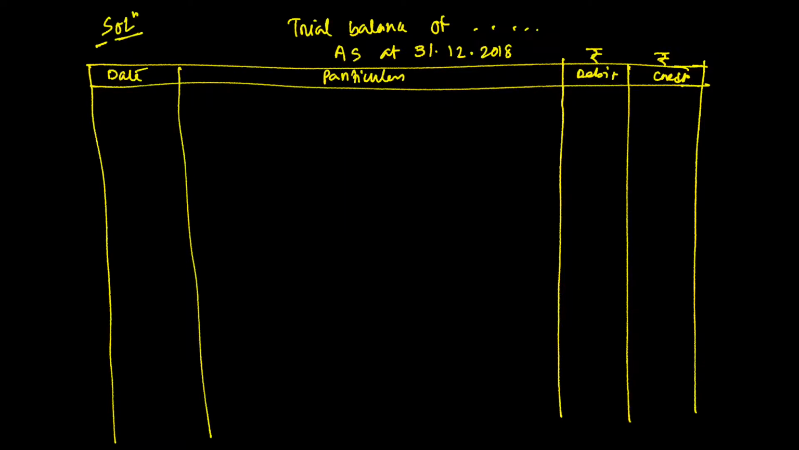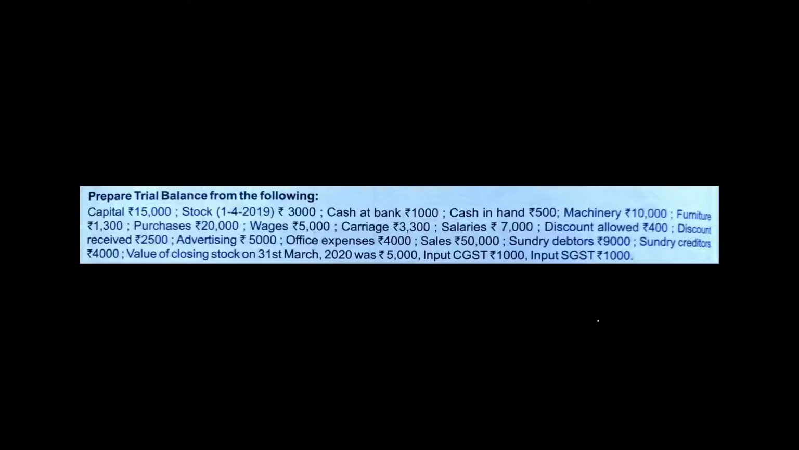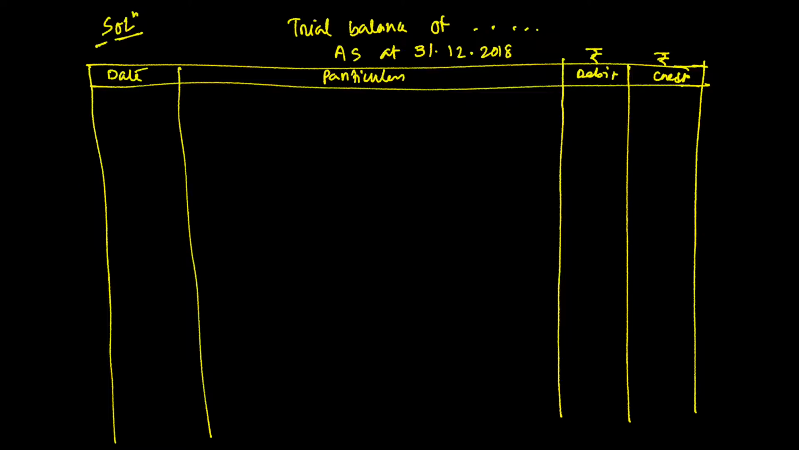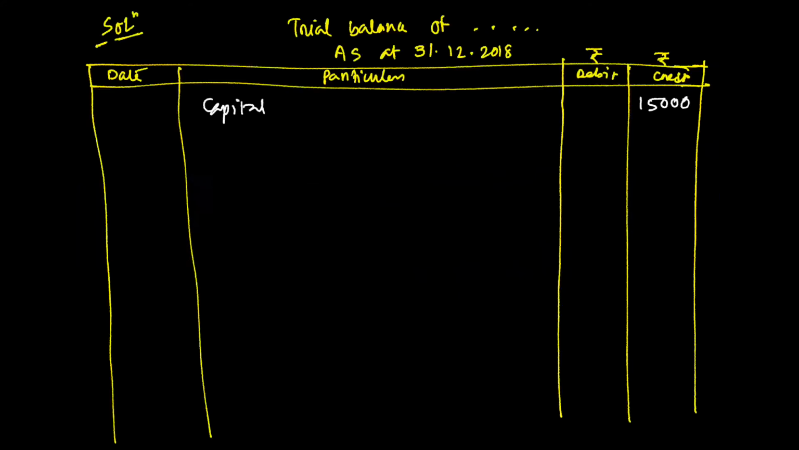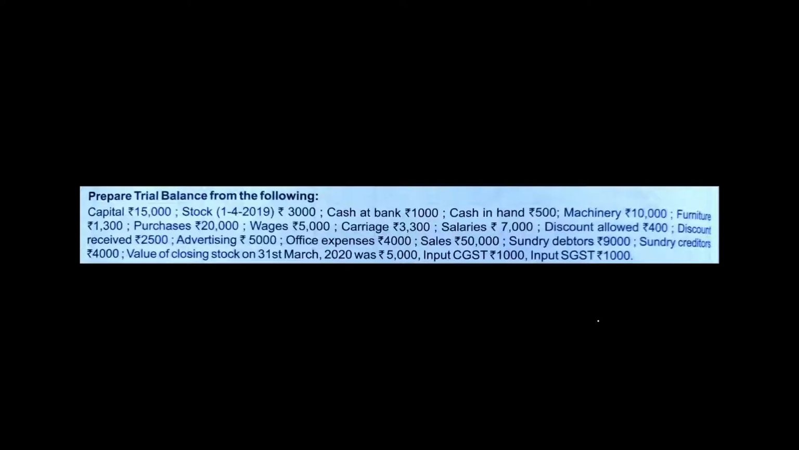Okay, so here it is written capital 15,000. So I will write first of all capital. We know capital is a credit balance, that's why we start with 15,000. Next, stock. Stock is a debit balance. Very easy, that trial balance is very easy. You have to identify what balance it is, is it debit or is it credit? Cash at bank 1,000.